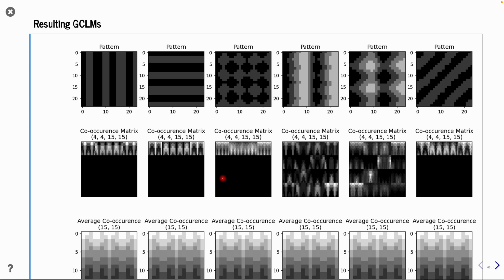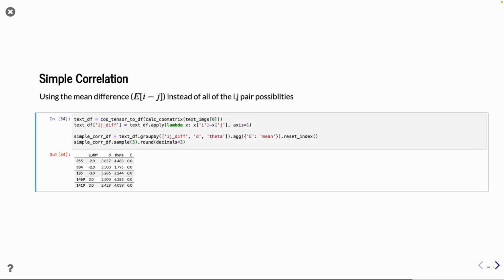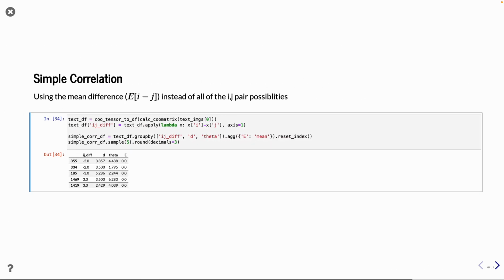Then we can look at the average co-occurrence, and then we blend out the gray level differences. And then we get these matrices, and they look pretty much the same, which is a bit confusing actually. But extracting more information from this, we can get some more grouping, some average values. So now we only have distance, theta, and the difference, instead of just having different x and y values. Then gray level values compared to each other, and some energy factor.